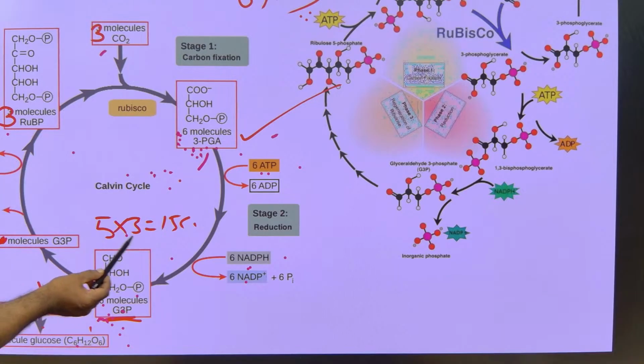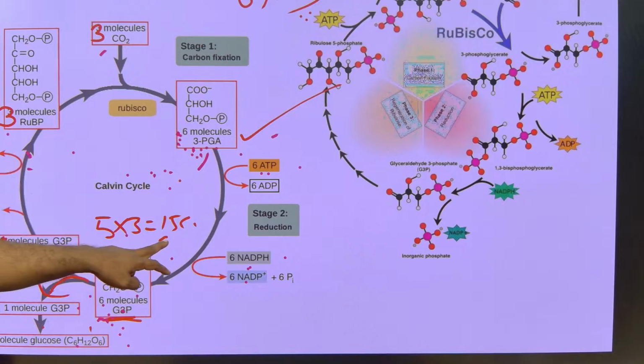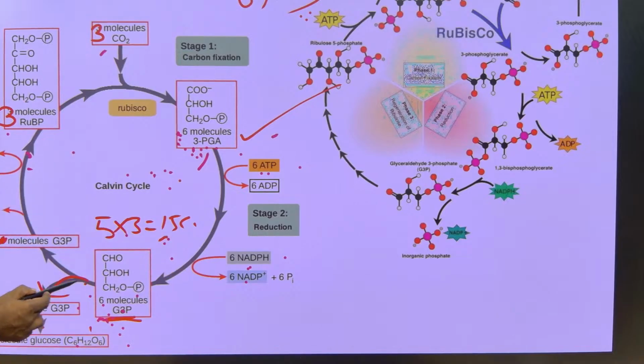Tell me, 5 into 3, how many carbons do I have? 15 carbon. RuBP is how many carbon? 5 carbon. Then how many can I regenerate? 3. Correct na? I want to purchase a chocolate of 5 rupees. I have 15 rupees. Then how many will I get? 3. This step is called regeneration. Whenever we are regenerating G3P into RuBP, how many RuBP are we producing? 3 RuBP. For every RuBP we spend 1 ATP. So for 3 RuBP, 3 ATP.